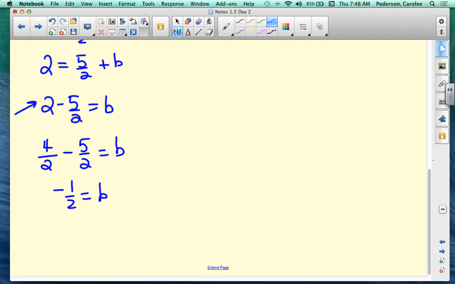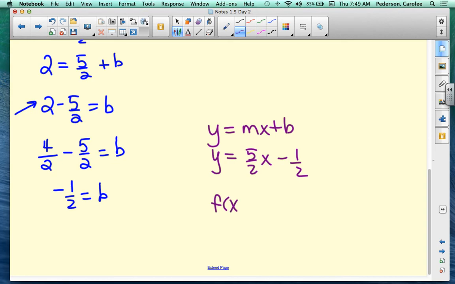There is your y-intercept. So now as an equation, in slope-intercept form, our slope was 5 halves. Our y-intercept is -1 half. Now that is as an equation, but we want to write it as a function. So we're just going to replace that y with f of x. And now we have our answer.